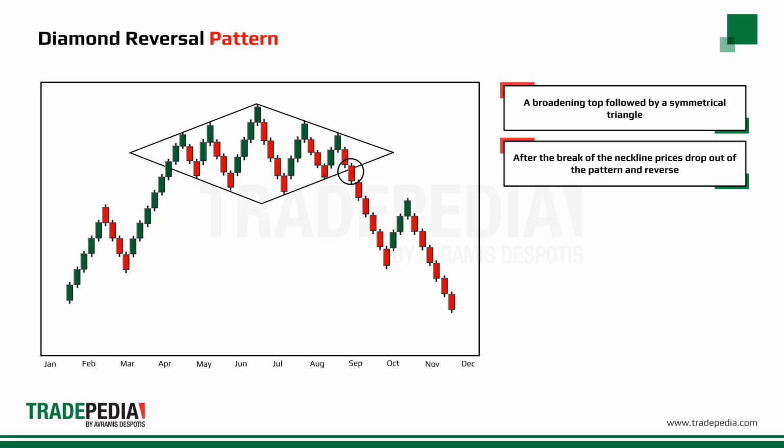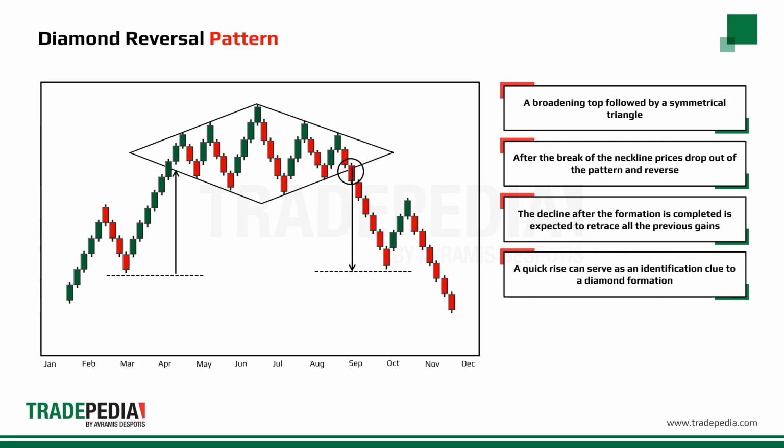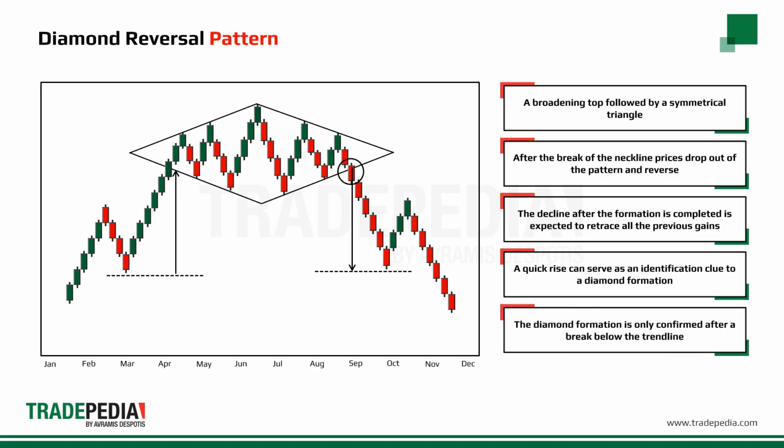If the rise leading into the diamond was unusually quick, the decline after the formation is completed is expected to retrace all the previous gains. A quick rise can be an identification clue to a diamond formation. The diamond formation is only confirmed after a break below the trend line.